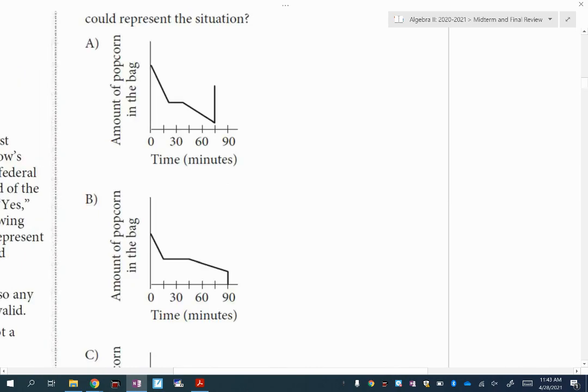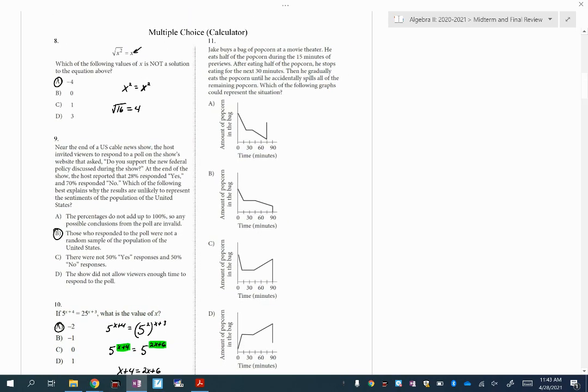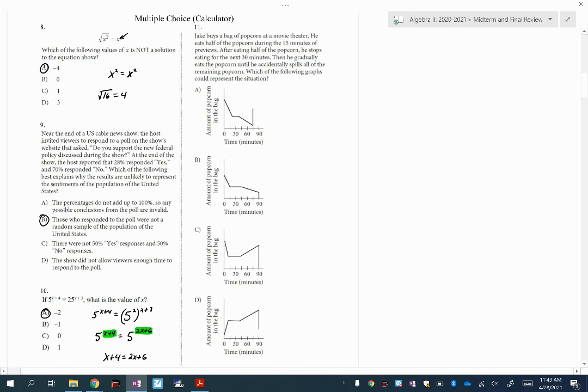Okay, number 11. We have Jake has a bag of popcorn at the movie theater. It says he eats half of the popcorn during the first 15 minutes of the previews. That's exactly what I would do, Jake. And then after that, like, ooh, maybe ate too much too fast, so Jake stops eating for the next half hour. And then he gradually eats the popcorn until he spills it all and there's no more left.